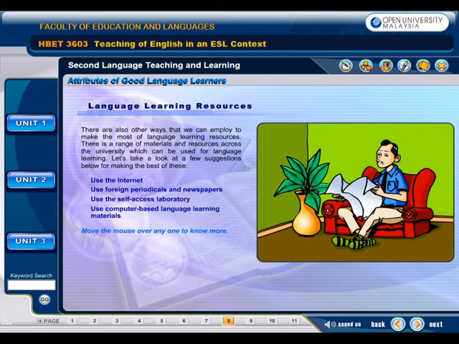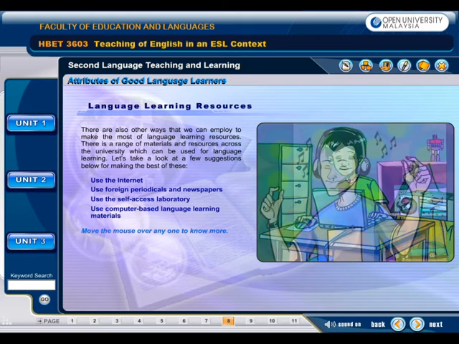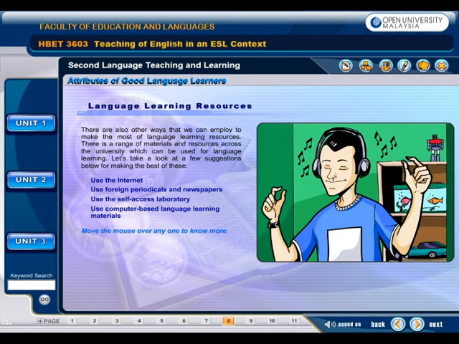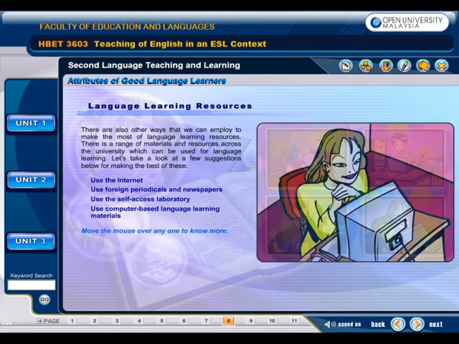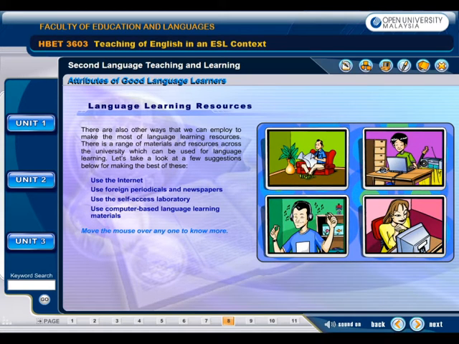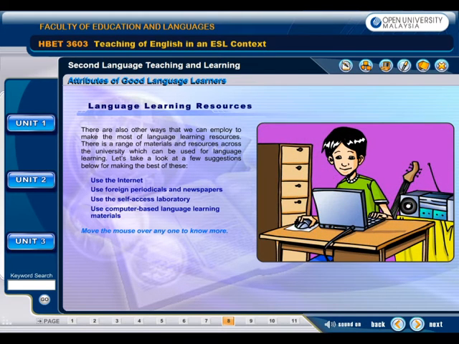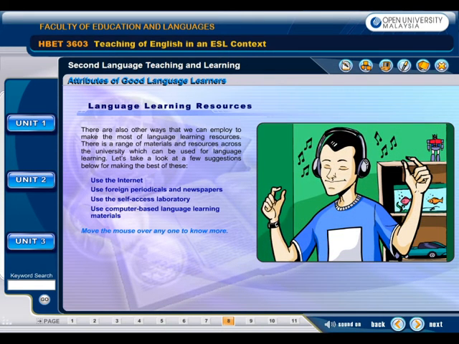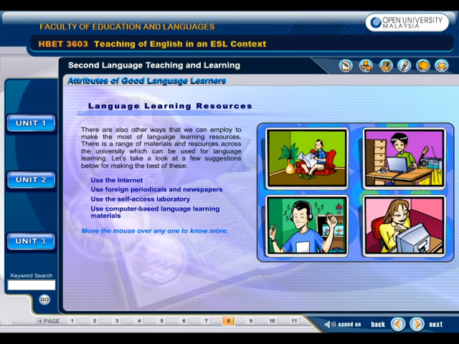There are also other ways that we can employ to make the most of language learning resources. There is a range of materials and resources across the university which can be used for language learning. Let's take a look at a few suggestions below for making the best of these. Use the internet. Use foreign periodicals and newspapers. Use the self-access laboratory. Use computer-based language learning materials. Move the mouse over any one to know more.